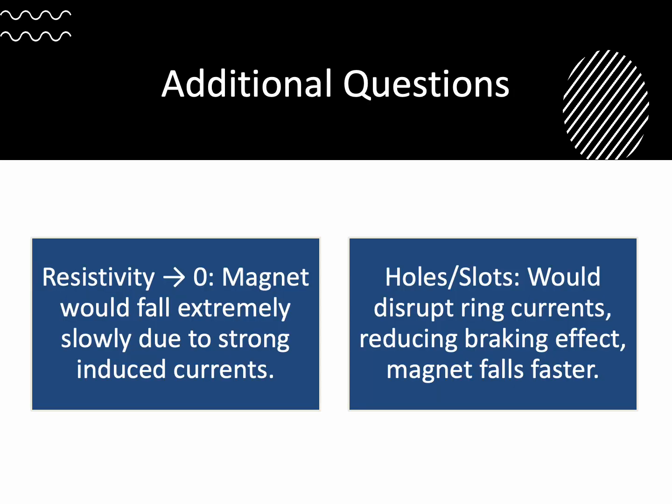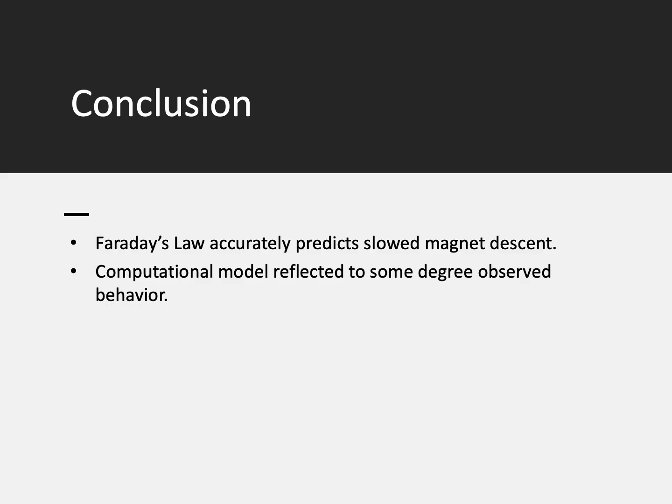For some of the additional questions, firstly, if the resistivity approached 0, the magnet would fall extremely slowly due to the stronger currents inside of the current element, because obviously if the resistivity is lower, the current will be higher. If there were any holes or slots in the tube, that would disrupt the ring current and essentially cause a break in the force. This would reduce, quote unquote, the braking effect, and the magnet would come out the other end faster. So Faraday's law does accurately predict the slowed descent of a magnet, which was reflected by our results observationally and computationally.